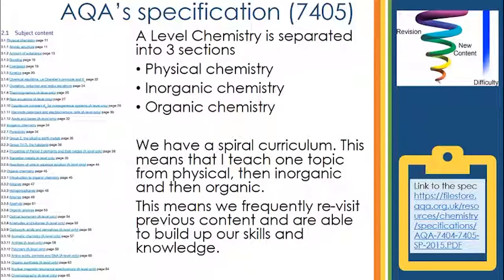Now, the way I teach is a spiral curriculum. What I mean by that is I will teach you one topic in physical, then one topic in inorganic, one topic in organic, and then come back to physical. What that means is you can revisit content every month or two to make sure that you don't forget the content you've been through, but you also build up on those skills, which I think is a much, much better way for A-level chemistry to be taught.